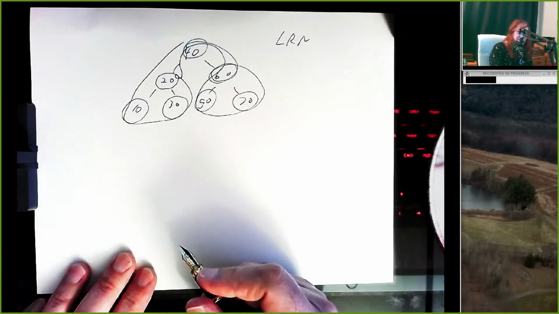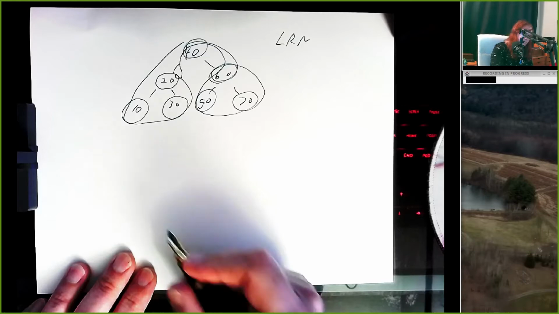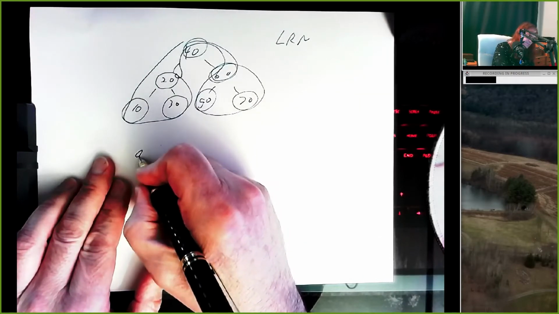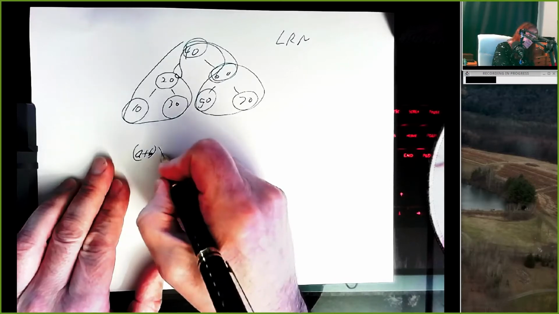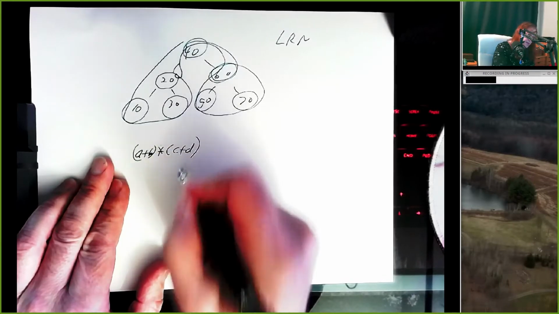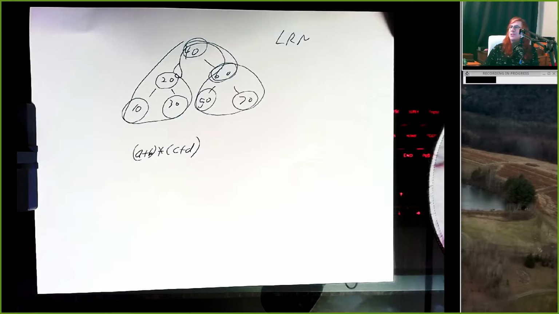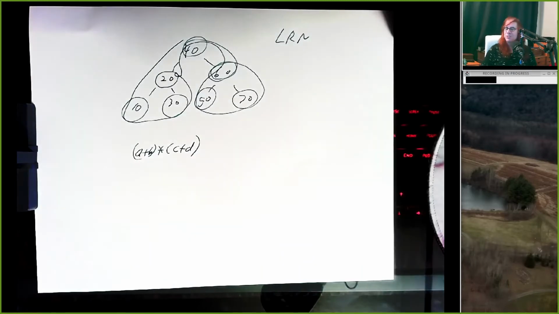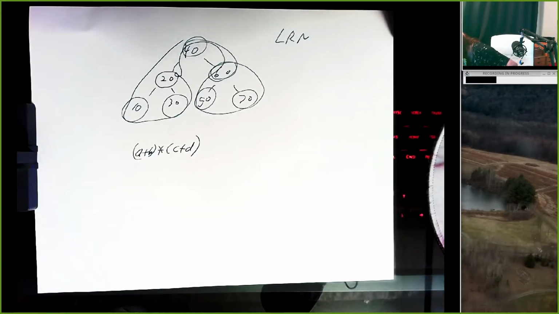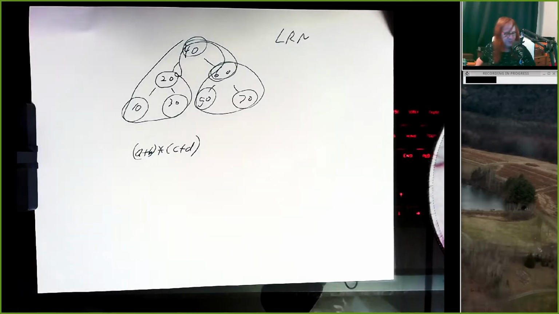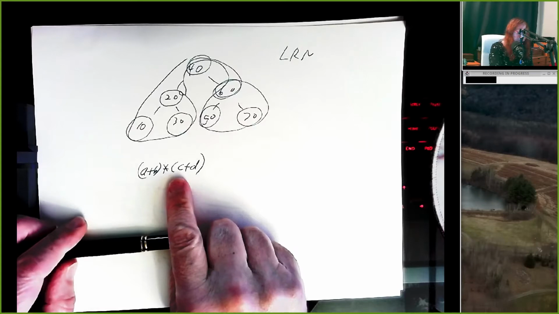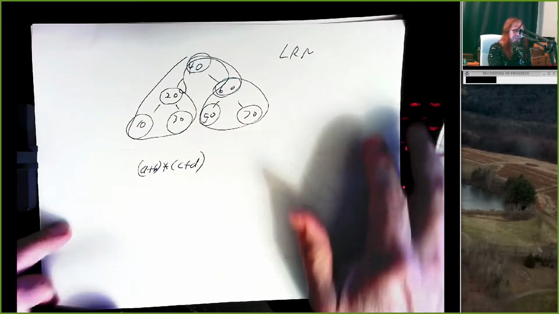Suppose you wanted to evaluate A plus B times C plus D. So we want to do this addition first, and then this addition, and then multiply those two sums. And we know that normally, if we didn't put in parentheses, B times C would get done first, and then we'd add A and we'd add D, we'd get the wrong result.